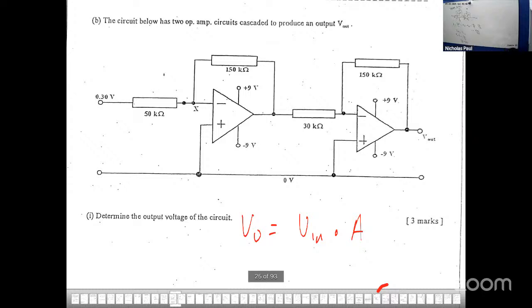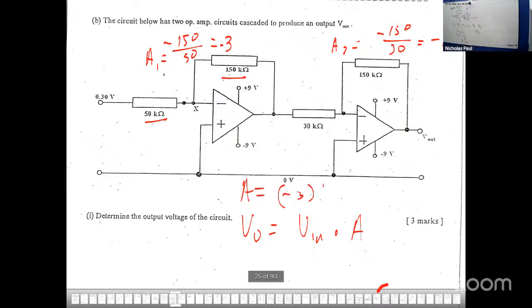Right, help me out here. What's the gain of the first op amp? Right, the gain of the first op amp will be 150 divided by 50, with a minus. So I got 3. Yeah, minus 3, sorry. The gain of the second op amp is minus 150 on 30, that's minus 5. So the gain in cascade will be minus 3 by minus 5, which is 15.